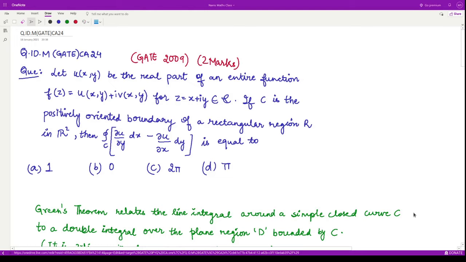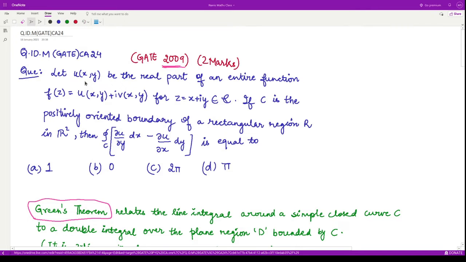Hello everyone, welcome to this next video on complex analysis. In this video we shall see a result which is very famous and which is due to Green's theorem, and we'll use this result in this particular question taken from the paper 2009.